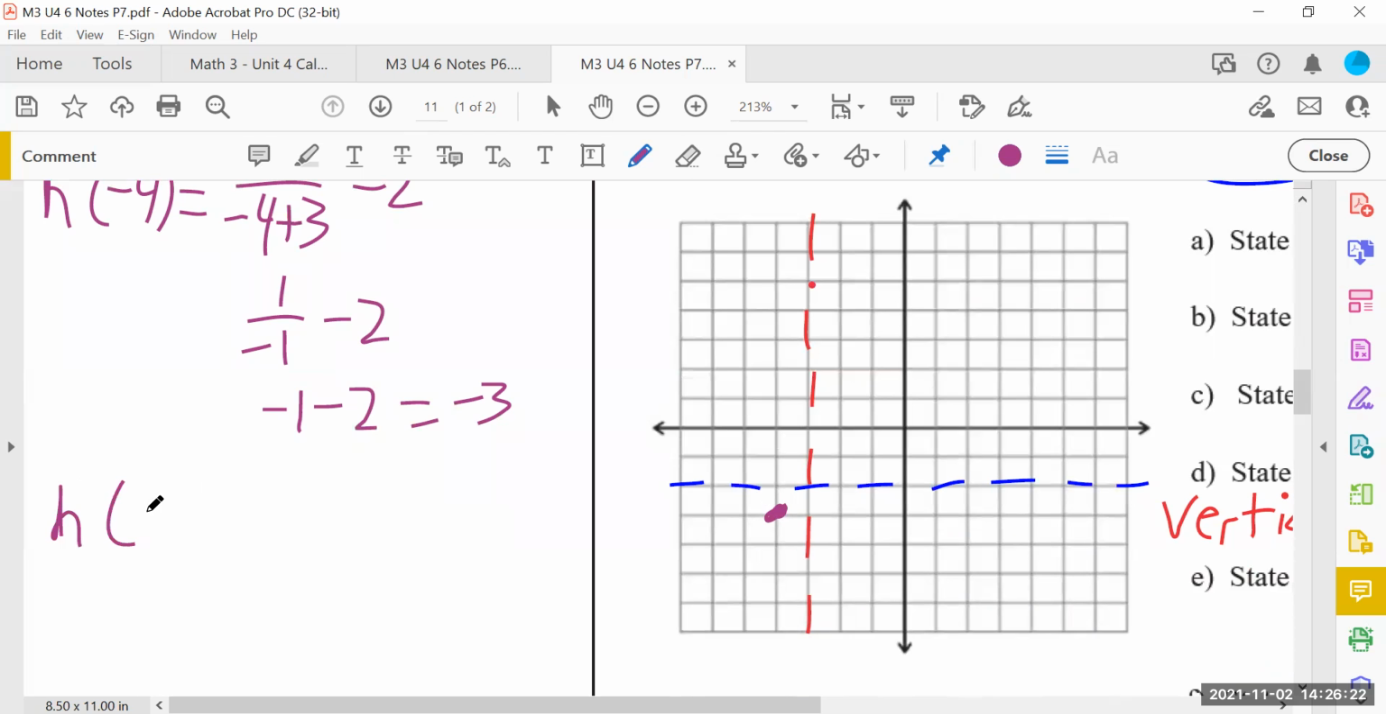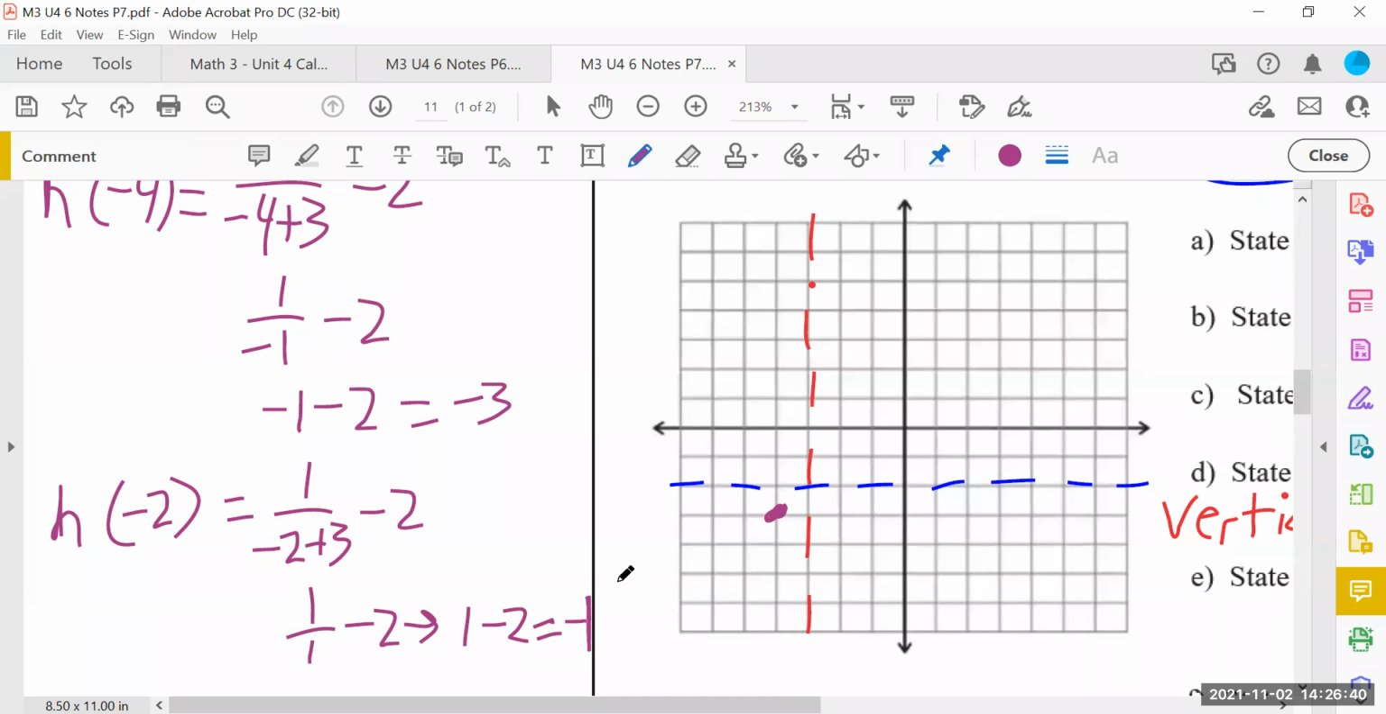Now I'm going to plug in -2 on the other side of the asymptote. 1 over -2 plus 3 minus 2. -2 plus 3 is 1. So 1 over 1 minus 2. 1 minus 2 is -1. So I plugged in -2. I got out -1. That is what I want to see.